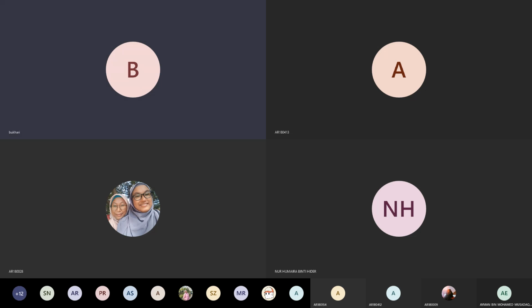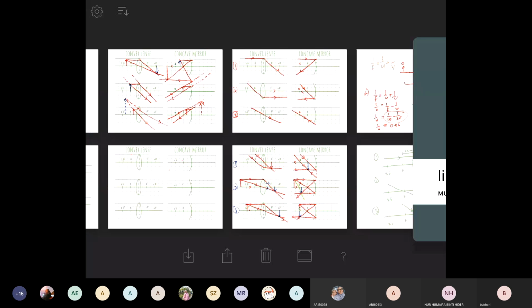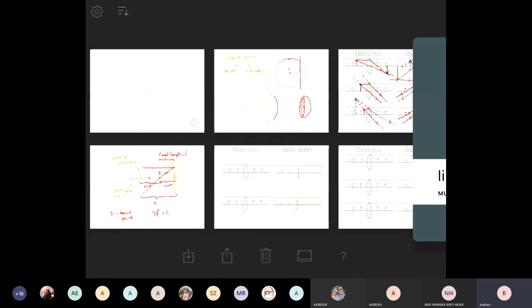Okay, apa yang awak nampak dekat skrin saya? Nampak lukisan tak? Nampak okey? Ha? Nampak tak sel okey nampak? Nampak. Okay, good.